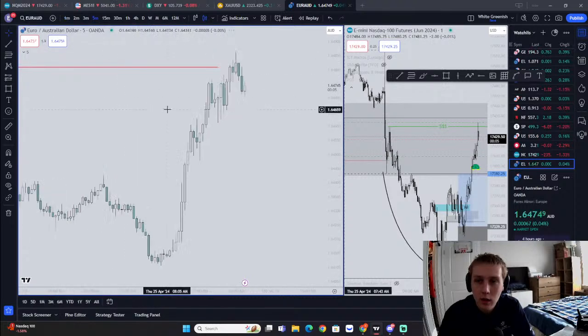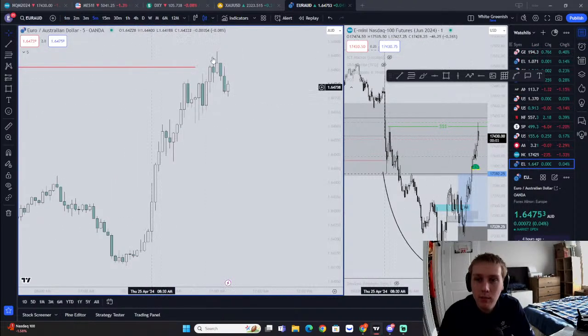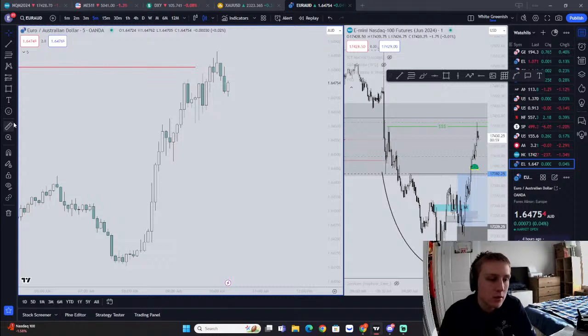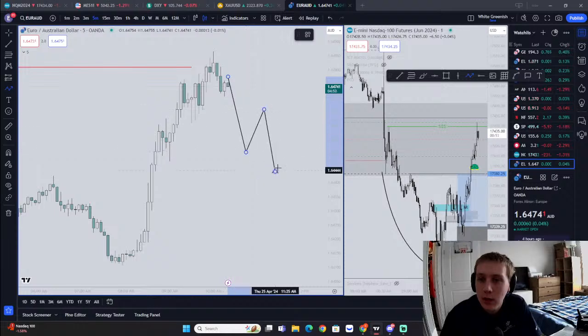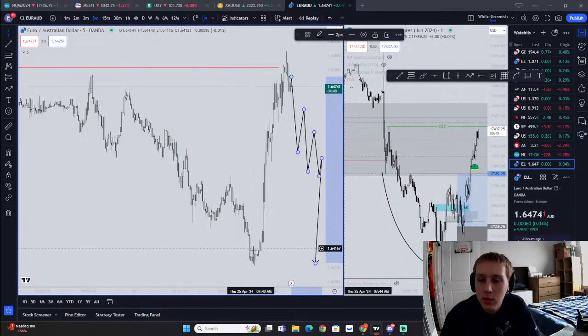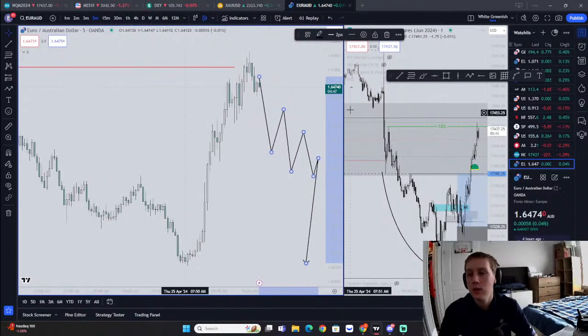On the 5 minute, I want to see a 5 minute market structure shift. This is what I want to see. I want to see displacement lower, market structure shift, pull back, to then have first stage and then second stage, to then have the draw be this. That's what I'm looking at.